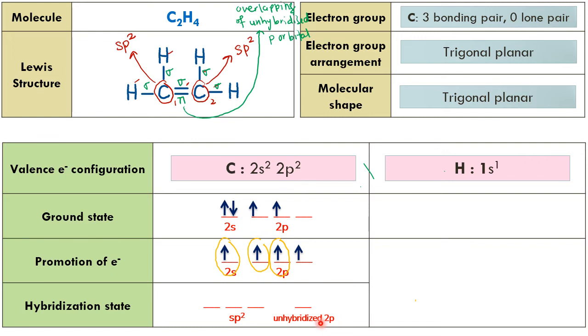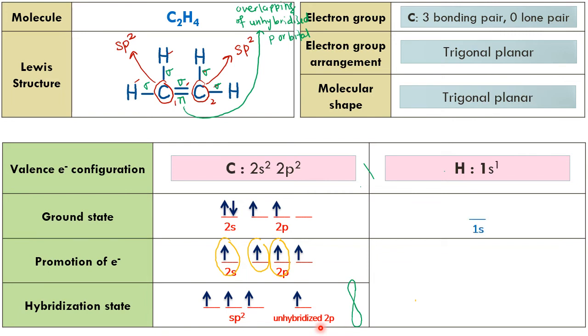Yang mana dekat sini nanti bila kita lukis kita punya orbital overlap diagram, for the unhybridized 2p orbital, the shape that you going to draw, kita akan lukis shape of 2p lah. Okay, yang mana 2p kita akan lukis bentuk dumbbell. Okay, cuma position dia kita ikutlah. Okay, macam mana kedudukan overlapping tu nanti. So dekat sini untuk the hybridization state, 1, 2, 3 electrons in the sp2 orbital and 1 electron in the unhybridized 2p orbital.